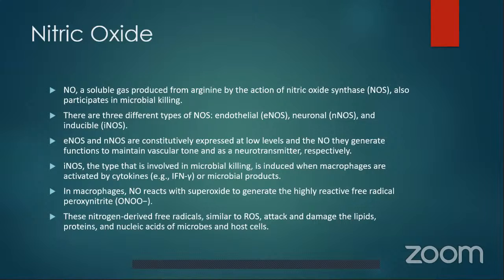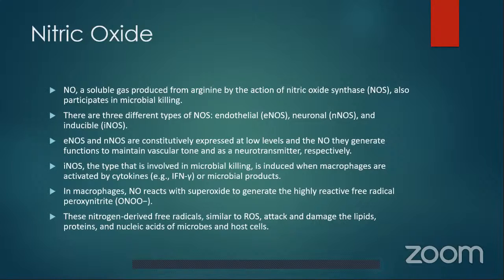synthase. Now, the endothelial and the neuronal ones are expressed at low levels, and the nitric oxide they generate functions mainly to maintain the vascular tone in case of endothelial NOS, and as a neurotransmitter in case of neuronal NOS. Whereas the inducible NOS is the one which is involved in microbial killing, and it is induced when the macrophages are activated by cytokines such as interferon gamma or microbial products.